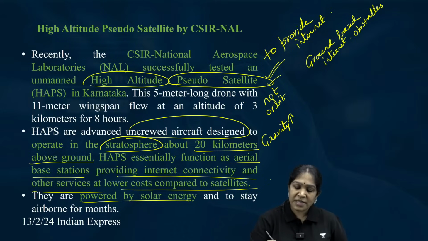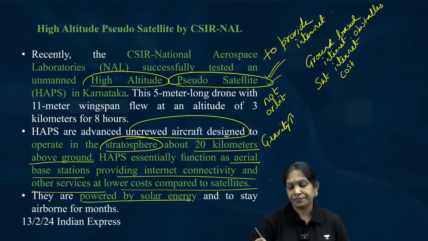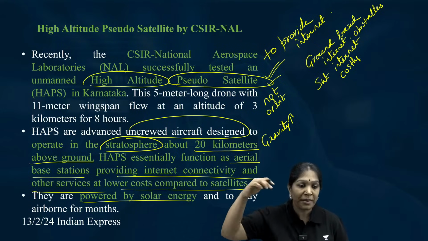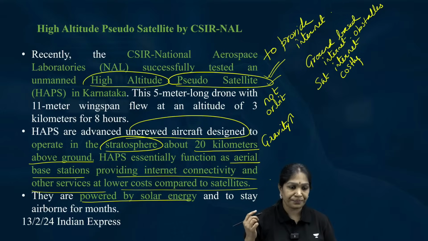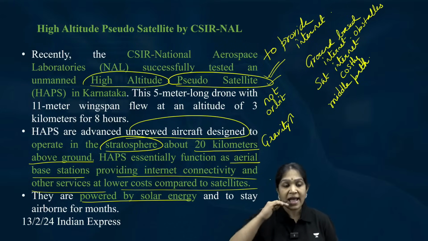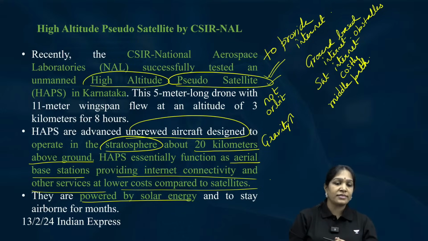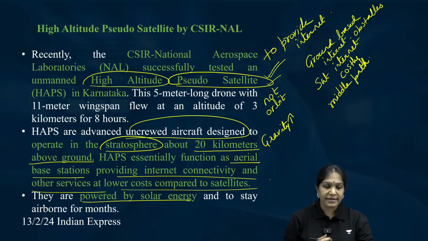What is the problem with satellite internet? The Starlink satellites are there, na? Elon Musk's Starlink. Satellite internet, what is the problem? Costly, because they have to be maintained at a very high altitude. Is it clear? So this is something like a middle path. Not as high as a satellite, not like the ground-based internet. That is high altitude pseudo satellite.